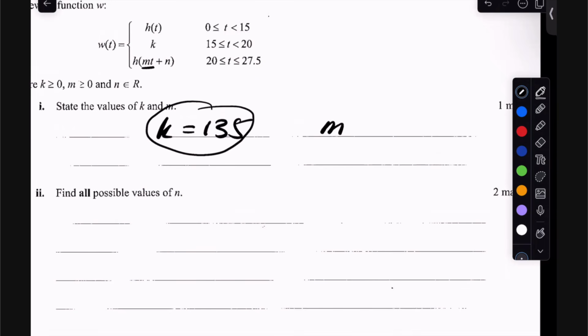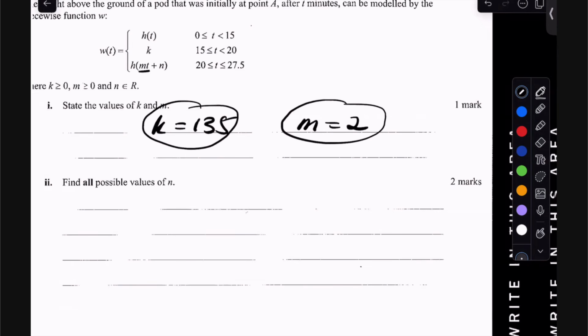So m is just 2 because you've doubled the previous part. That just means you only now need to put in half of the time to output the same value as before. So m is 2. For this, that just means that these need to connect now. So h of 2 times 20, or 40, plus n is equal to the previous part, which is 135. And we'll just put that on CAS.